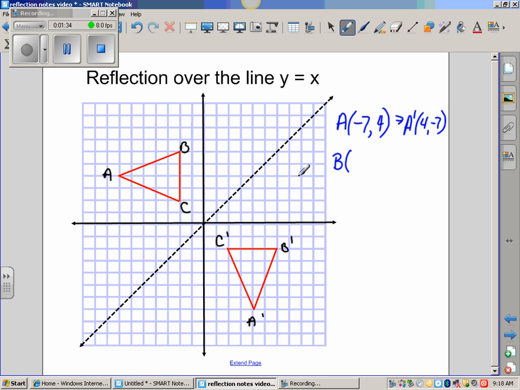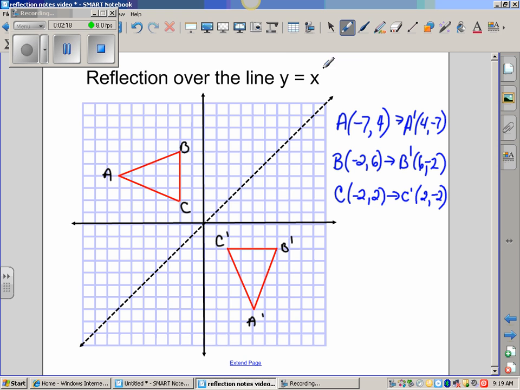Moving on to B. B is the coordinate negative 2, 1, 2, 3, 4, 5, 6. B prime, 1, 2, 3, 4, 5, 6, negative 1, negative 2. And C is at negative 2, positive 2, while C prime is at 2, negative 2. Now, if you take a second to look at the coordinates, hopefully you'll see a pattern. This is, of course, the line y equals x. That is the line that we reflected over.